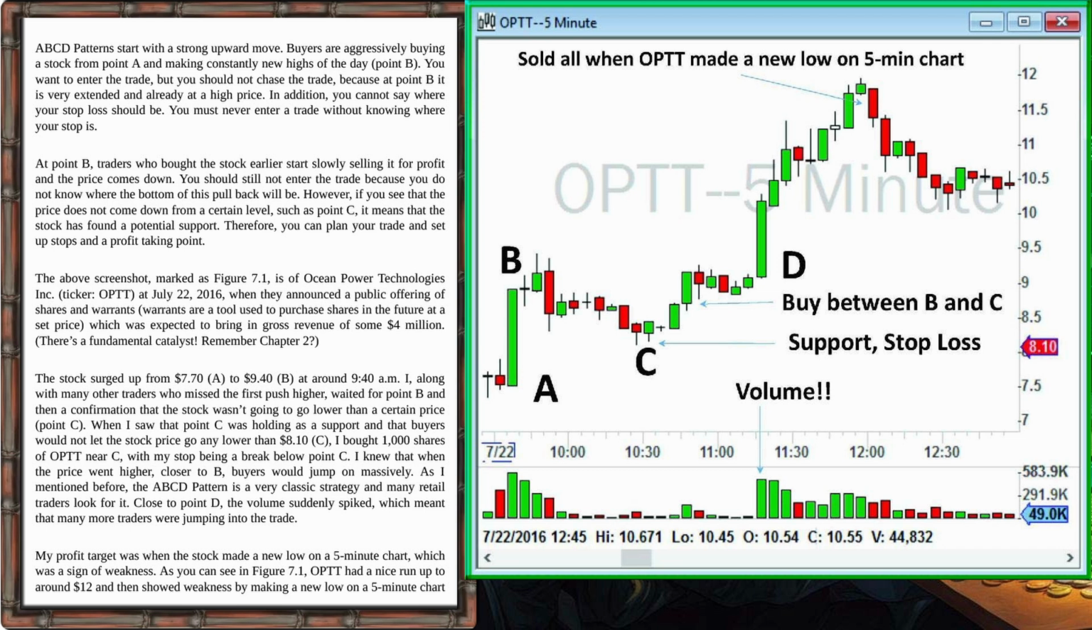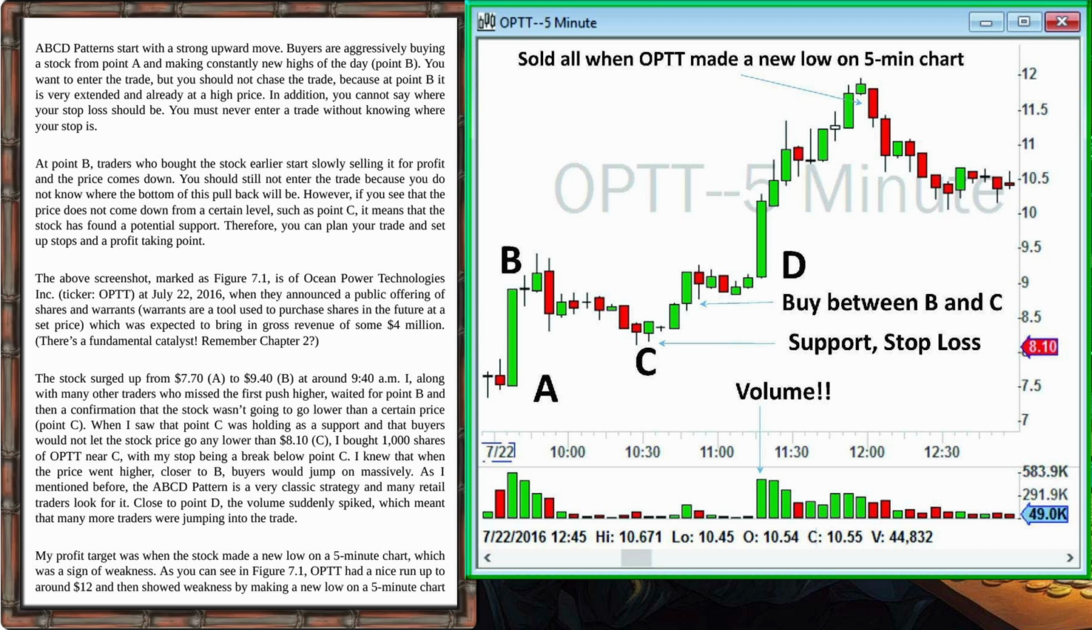The stock surged up from $7.70 at A to $9.40 at B at around 9:40 AM, along with many other traders who missed the first push higher, waited for point B, and then a confirmation that the stock wasn't going to go lower than a certain price, point C. When I saw that point C was holding as a support and that buyers would not let the stock price go any lower than $8.10 at C, I bought 1,000 shares of OPTT near C, with my stop being a break below point C. I knew that when the price went higher, closer to B, buyers would jump on massively.